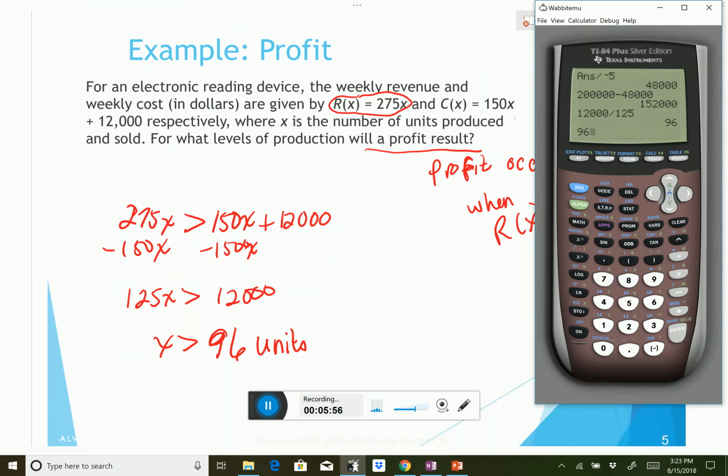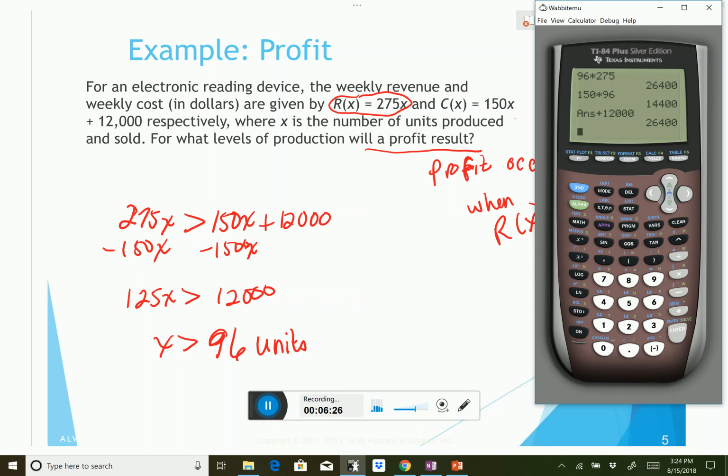That's funny when it does that. 96 times 275. That would make me 26,400 in revenue. 150 times 96 plus 12,000. That would make me 26,400 in costs. Therefore, I have to make more than 96 units in order to have this happen.